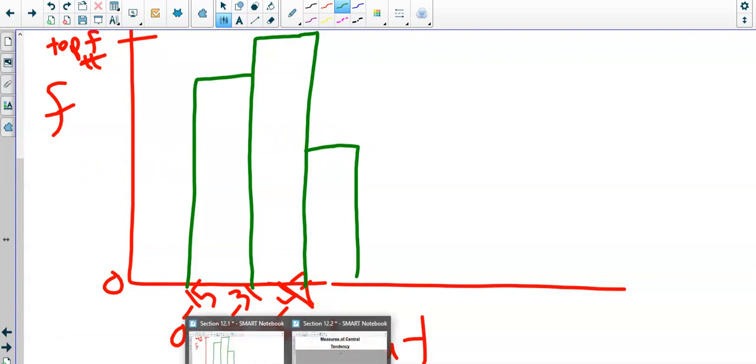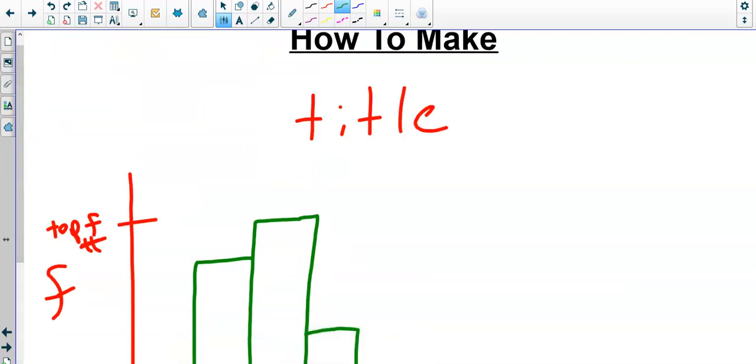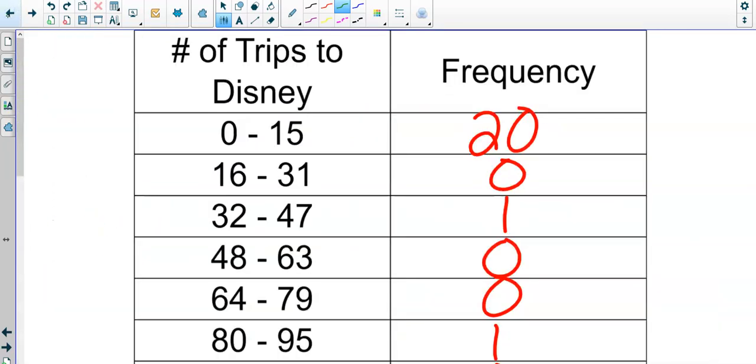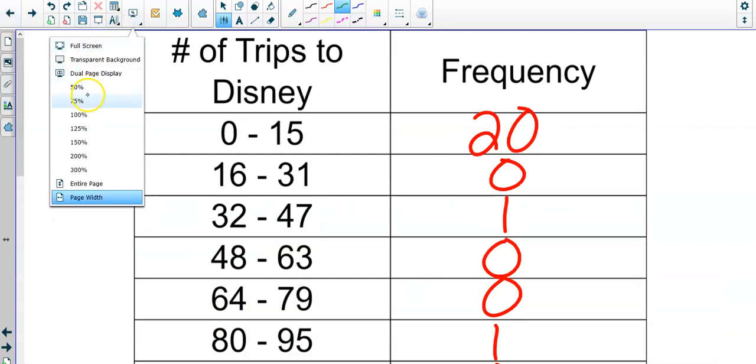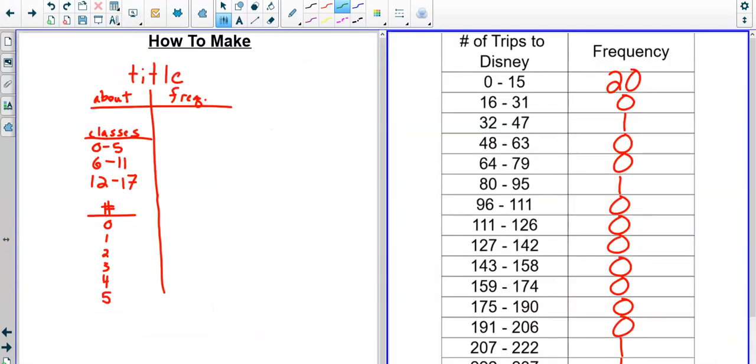So you're going to see that here in a moment because we are going to take this frequency table that we have right here and we are going to make a histogram out of it. So let's talk about how we do that. Let me pin it in place real quick.